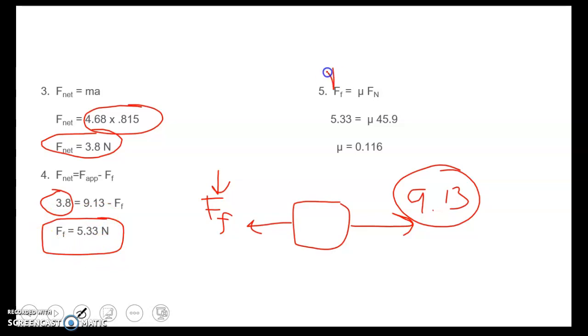Once I know the force of friction, I know the normal force from before is 45.9, I can solve for mu. So I set the equation up like so, divide both sides by 45.9, and I get a coefficient of friction of 0.116. So then I know what my surfaces are doing.